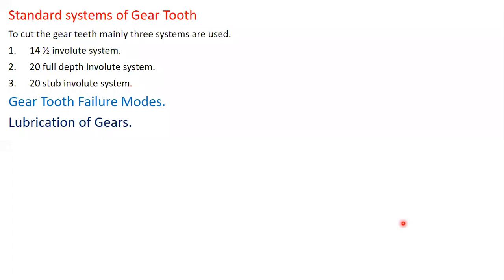For low velocity, less than 15 meters per second, we are going to use the splash system. If the velocity is low, like 15 meters per second, then the splash system is used. And for velocities above 25 meters per second, the pump feed system will be used for lubricating the gear system.